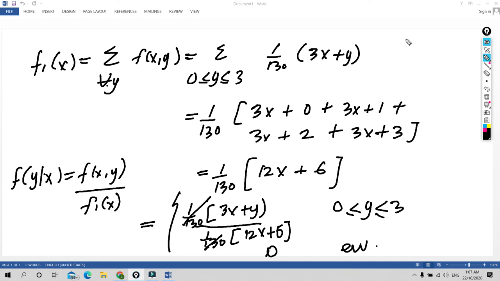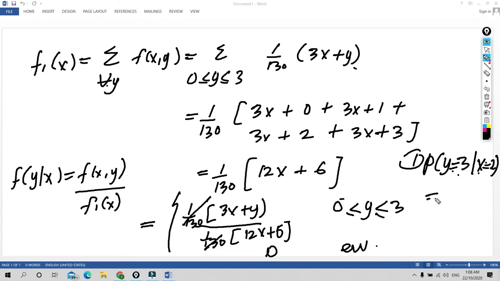Now let's say I want to find the value for the probability of y equal to 3 given x equal to 2, for example. So for this one, you can refer to the probability of y given x. Just plug in y as 3 and x as 2 into this function, and you will get the answer.